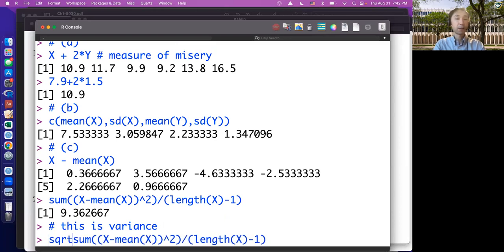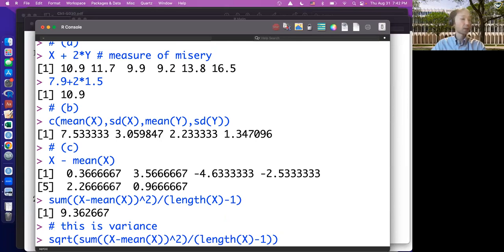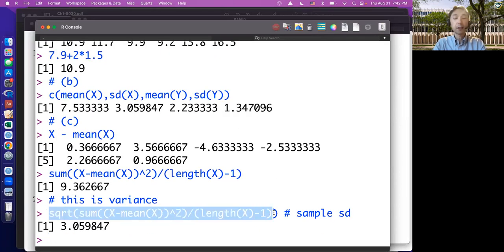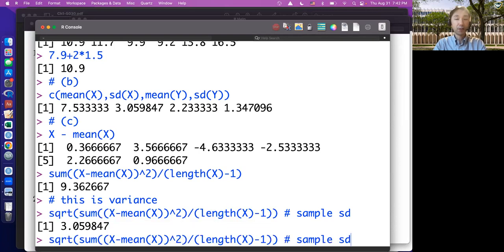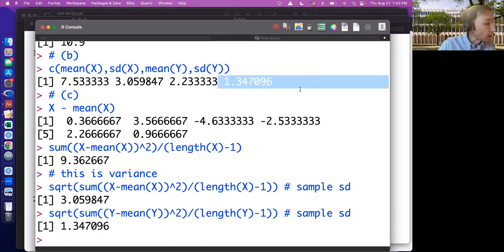So the square root. It's sample variance, not population variance, because we are talking about data. So this is the sample variance, and this is the sample standard deviation. So this is 3.09. And you can do the same way to get the standard deviation of Y. You can push the up arrow to get the previous code, and change this into Y, then you can get the standard deviation of Y.